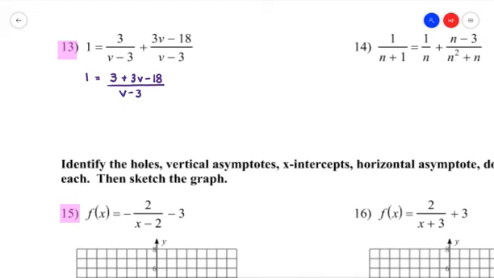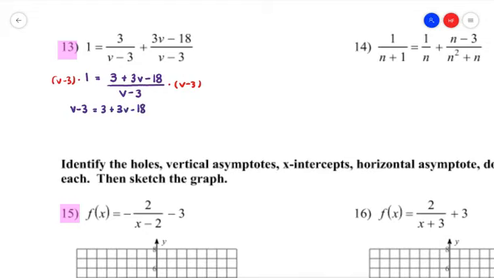So we've got 1 equals 3 plus 3v minus 18 over v minus 3. So what I'm going to do is multiply by v minus 3 to get rid of it on the bottom. So I get v minus 3 equals 3 plus 3v minus 18.